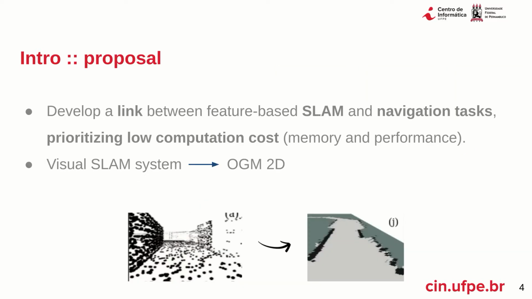Based on that, our proposed solution consists of a module that allows a link between this visual SLAM and navigation tasks, prioritizing low computational costs both for memory and performance. We propose this link by transforming the sparse mapping into a 2D occupancy grid map.